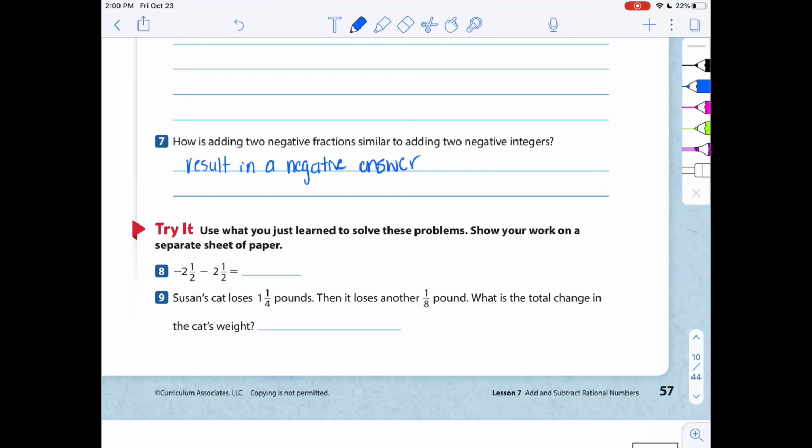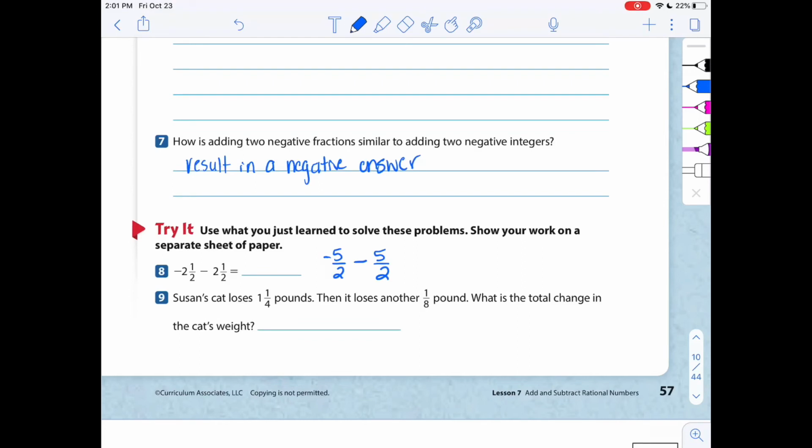So let's take a look at a couple of examples. We want to subtract -2.5 minus 2.5. So remember, when we're adding or subtracting, we want our numbers not to be mixed numbers. So we're going to change these to improper fractions. -2.5 as an improper fraction is -5/2. So you multiply your denominator times your whole number and add your numerator. Minus 2.5 again is 5/2.